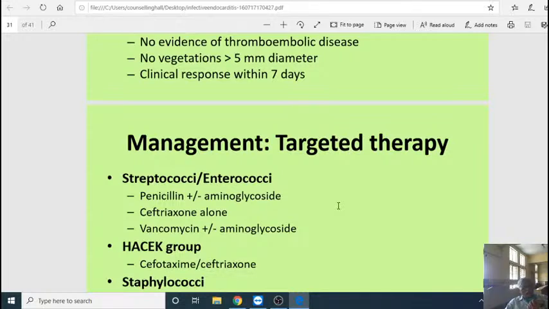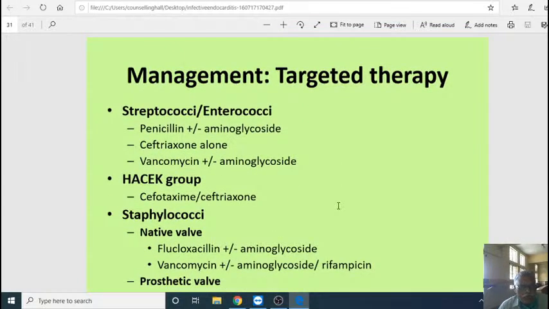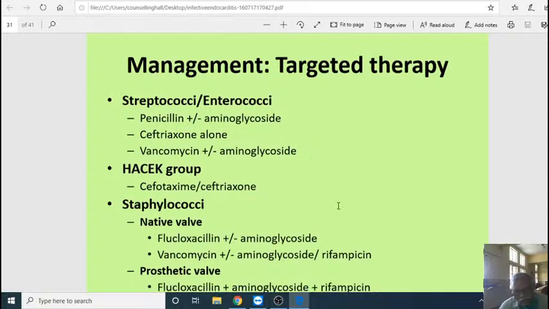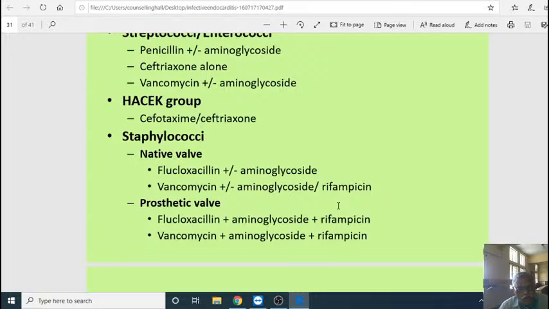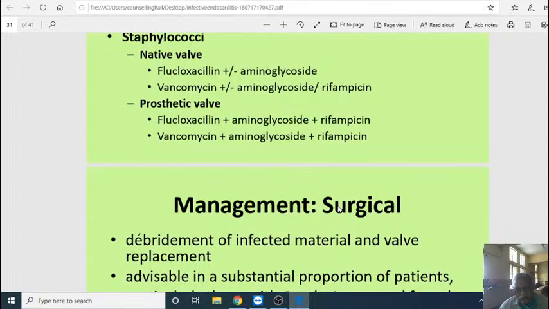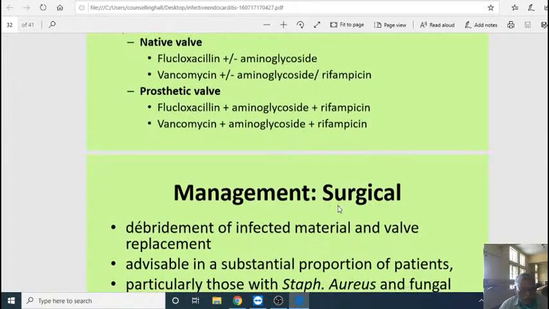The management should mainly be targeted therapy. For streptococci and enterococci: penicillin and aminoglycosides, ceftriaxone, vancomycin plus aminoglycosides, cefotaxime and ceftriaxone. For staphylococci: flucloxacillin and aminoglycosides, and vancomycin, aminoglycoside, and rifamycin. For prosthetic valves: flucloxacillin, amphotericin, aminoglycoside, and rifamycin, or vancomycin, aminoglycoside, and rifamycin can be tried.